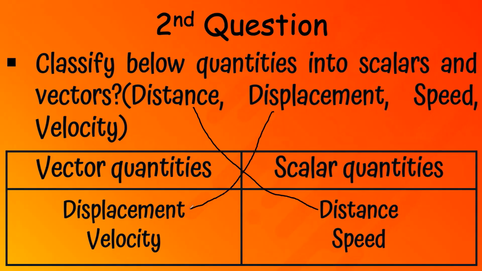Displacement is a vector quantity. It has both magnitude and direction. Speed is a scalar quantity. It doesn't have a specific direction, and velocity is a vector quantity.